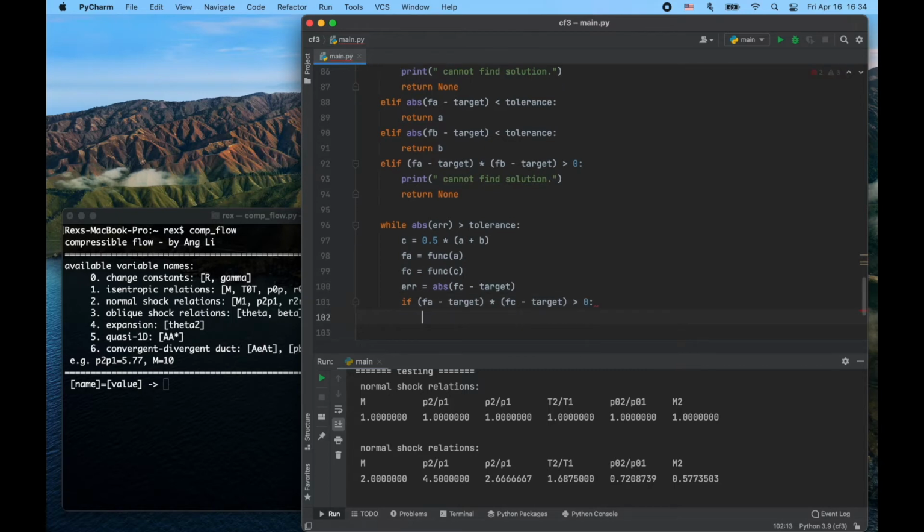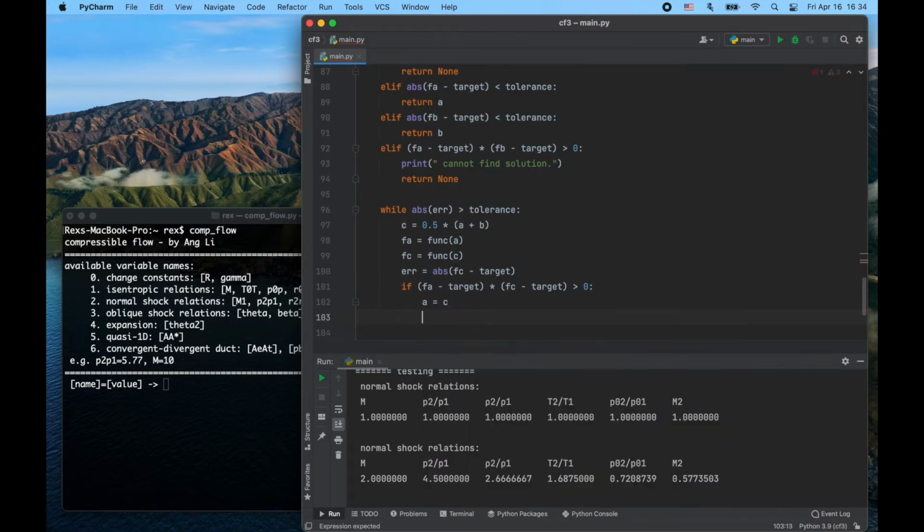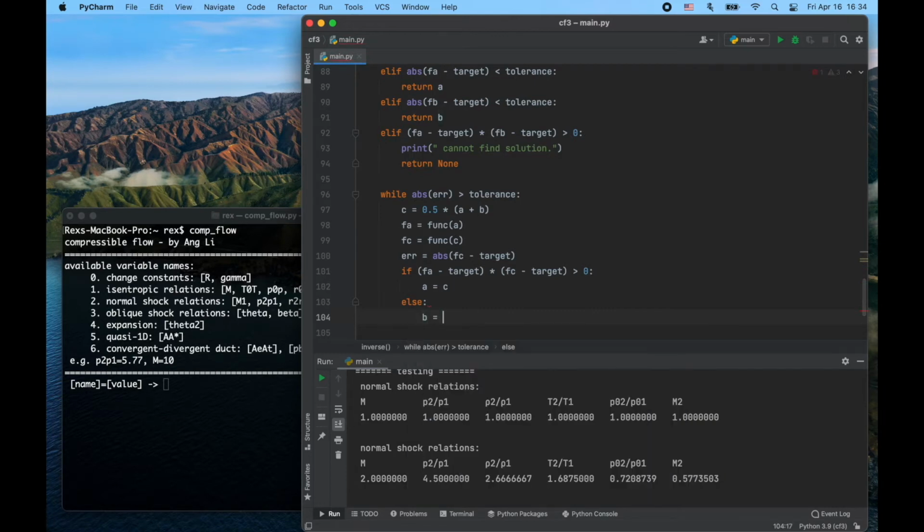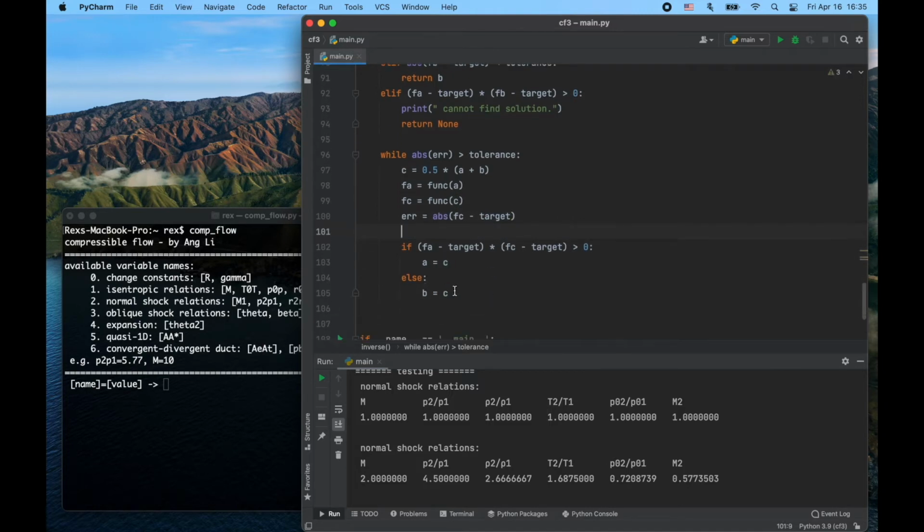That means FC and FB are on different sides. So the solution would be between B and C. So let's replace A with C. Otherwise, replace B with C. So during each iteration, the range between A and B will be reduced by half. And eventually, we should find a solution.